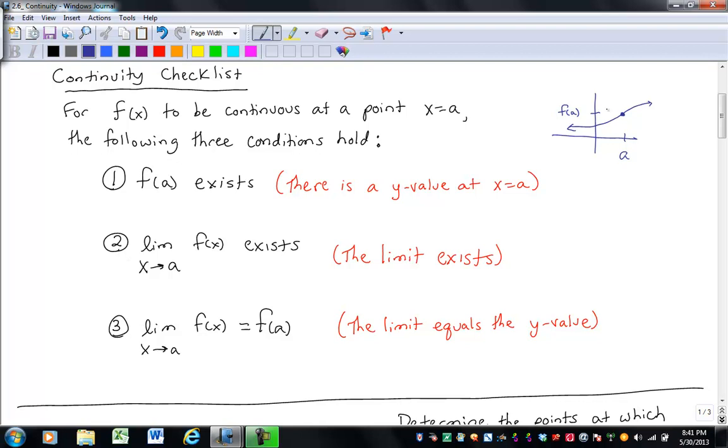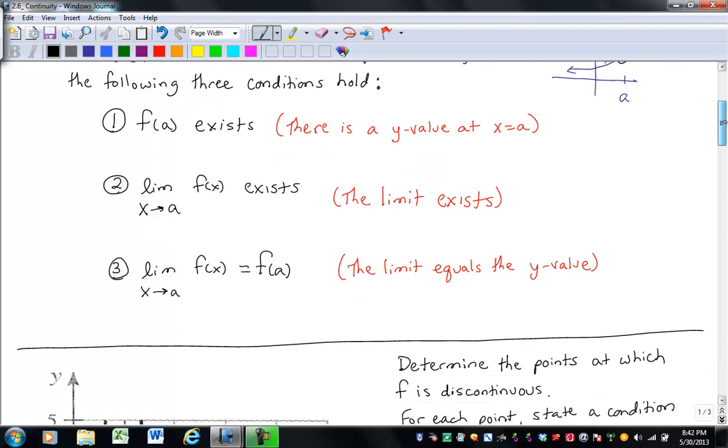The second condition for continuity is the limit has to exist. That means from both sides, it has to look like I'm going to end up at the same place when I walk to x equals A. The third thing that has to happen is the limit and the y value have to be the same thing. Otherwise, there'll be a big gap in the graph. So you can tell what's happening with the graph by making sure these three things occur, and it's usually easiest to do them in this order. A y value exists, the limit exists, the limit and the y value are the same.